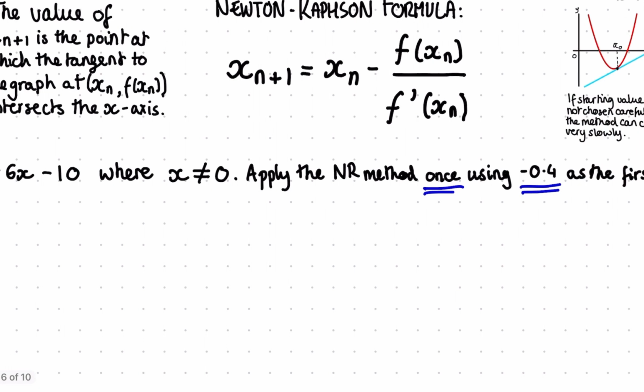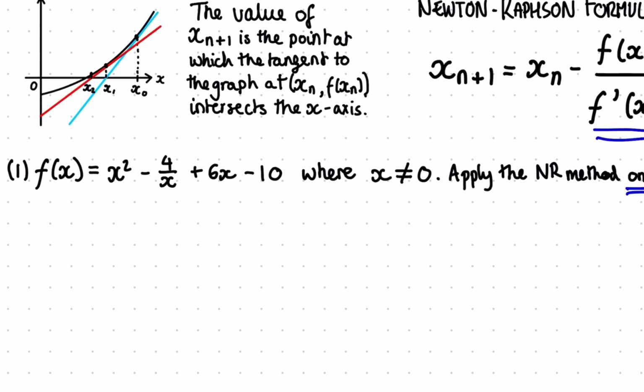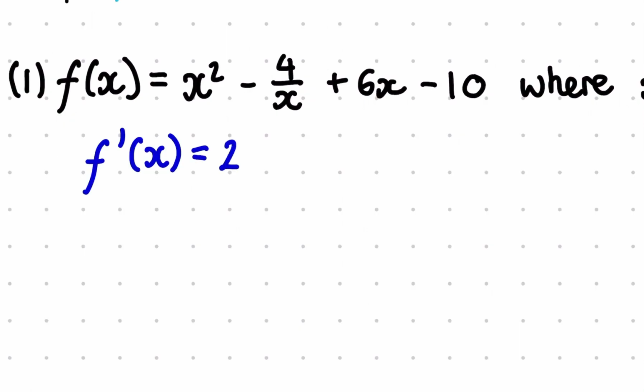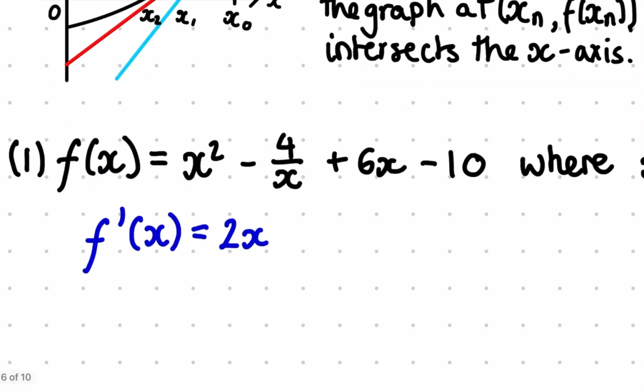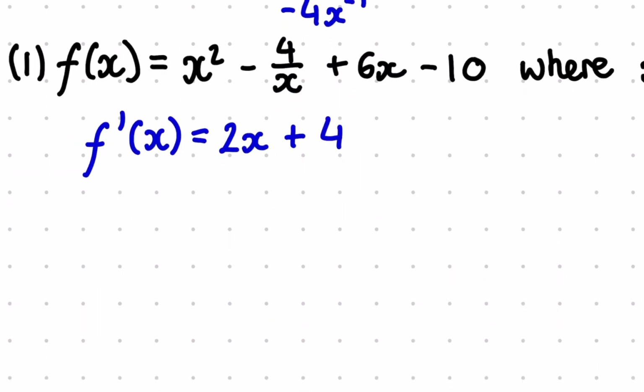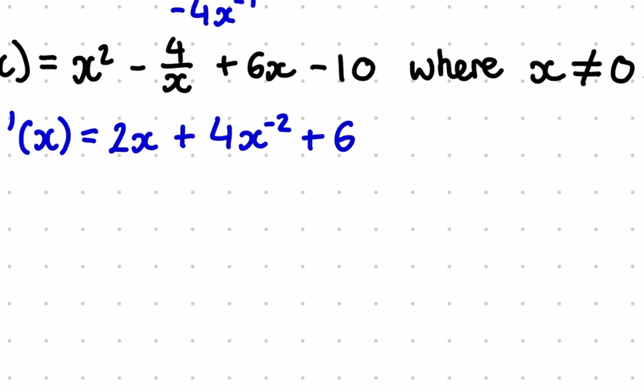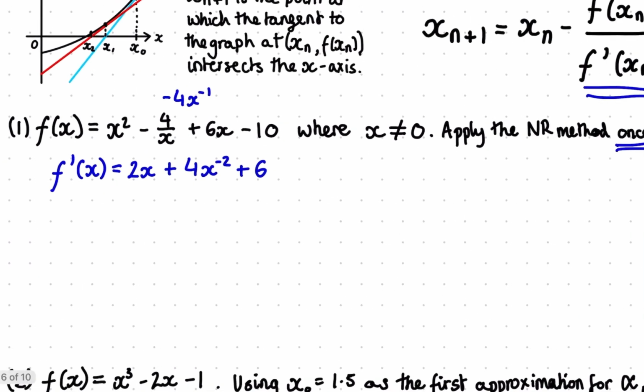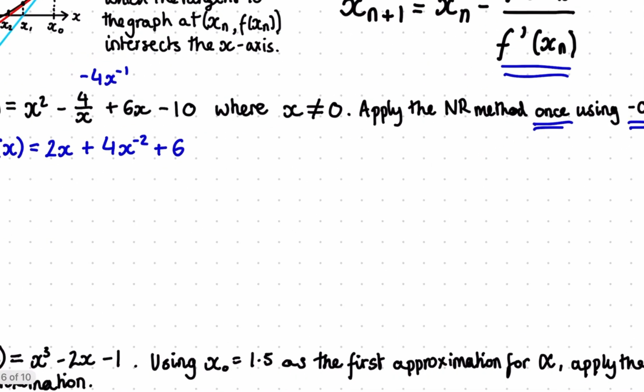So looking at the formula, what we want to do is find the differentiated version of the function that we've been given. x squared becomes 2x, minus 4 over x is the same as minus 4x to the power of minus 1, so that actually becomes add 4x to the minus 2, but add 6x just becomes add 6, and the minus 10 disappears. At that point we can now build our Newton-Raphson formula.